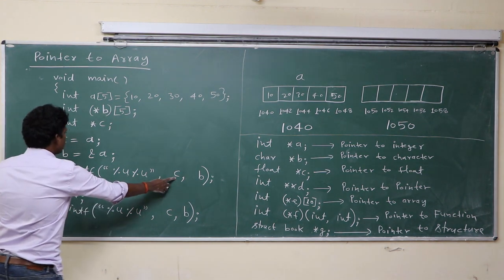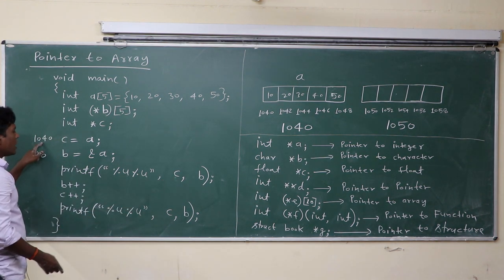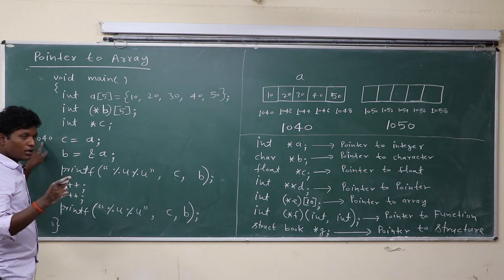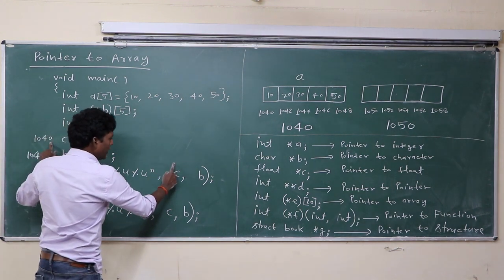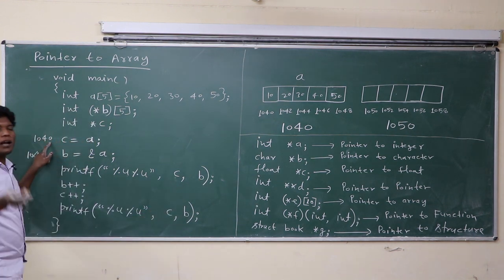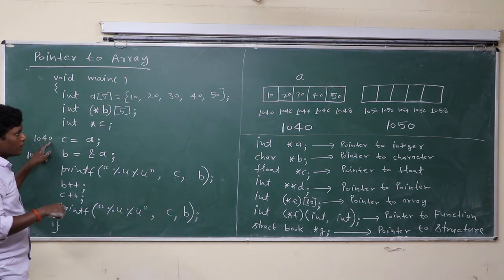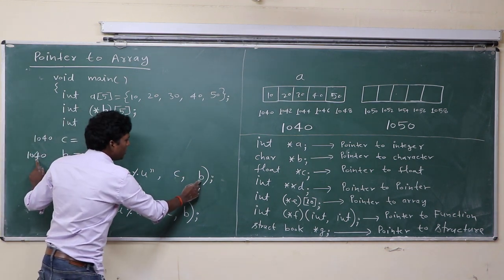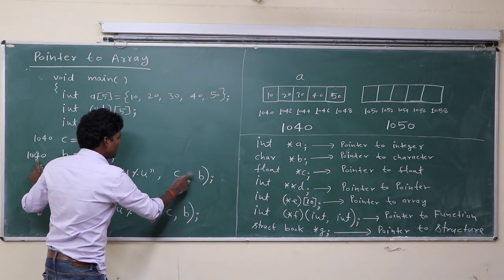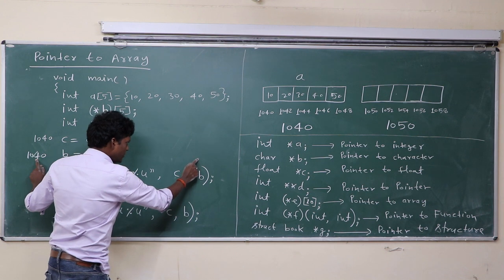C has the base address of A, the first block address of A, that is 1040. So here 1040 will be printed. B has the overall address of A, that is also 1040. So here also 1040 is printed. So the output is the same: here is 1040, here is 1040.